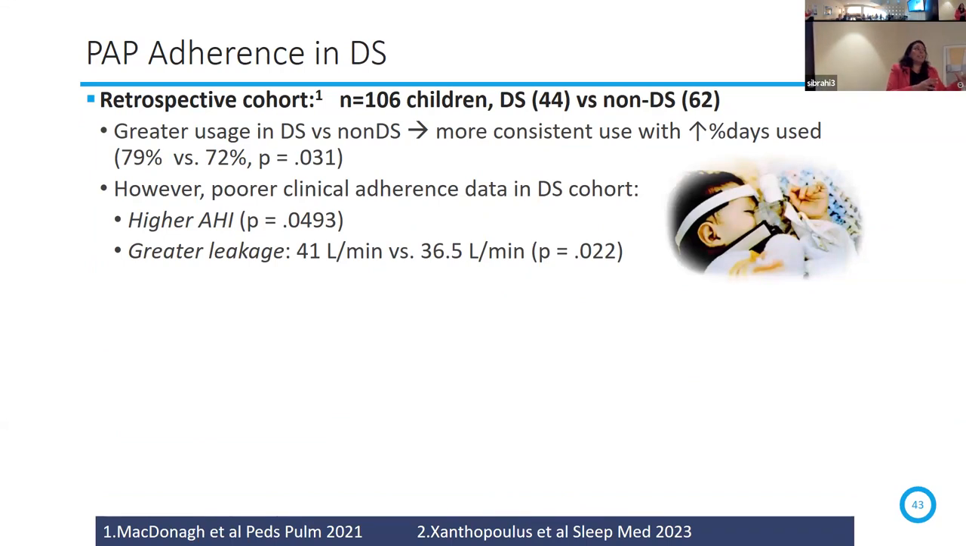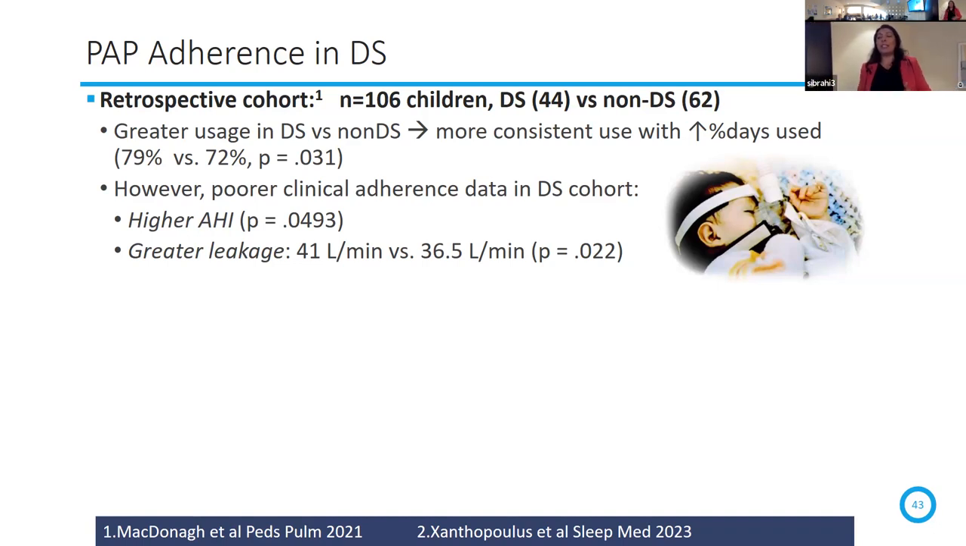After we move from the mild category or failed treatments, what are we going to do? We're going to end up talking about CPAP at some point. It's definitely second line to adenotonsillectomy, and it's something that we have to offer our patients who need it. And it turns out in this retrospective cohort, there's actually greater usage in Down syndrome versus non-Down syndrome. We always shy away from it because these are children with special needs. And yes, it takes time, but they actually can end up being good users.